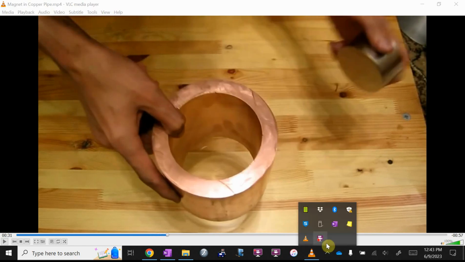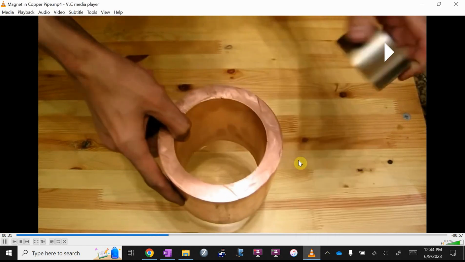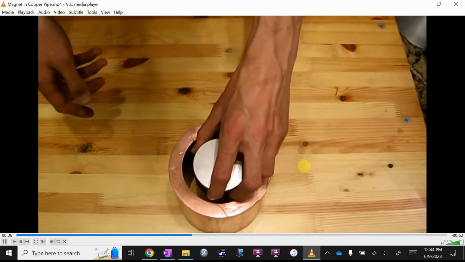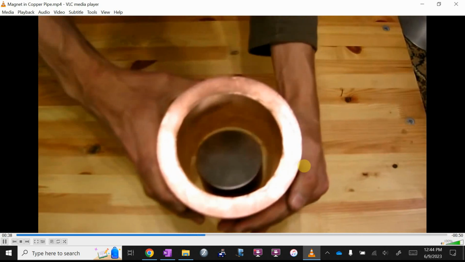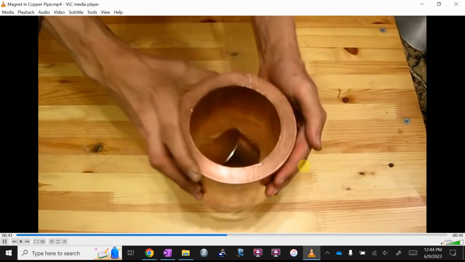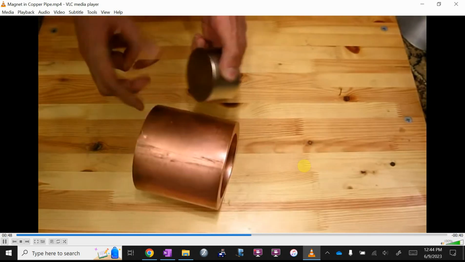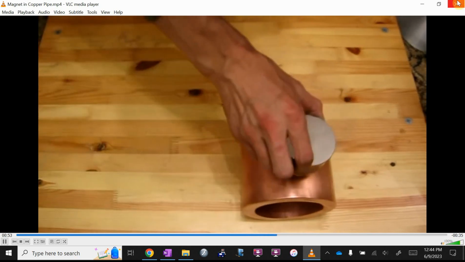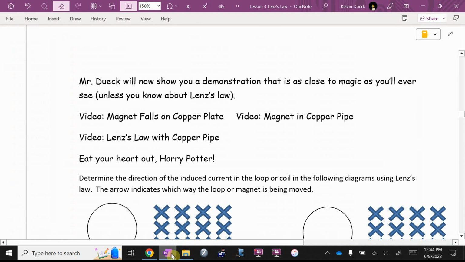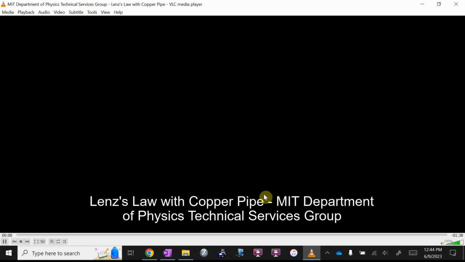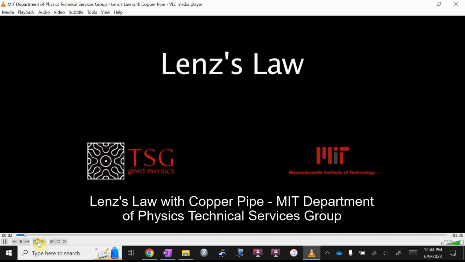Pause the video for a second. In fact, if you're really quick, you can just keep inverting this and you can keep it locked in there the whole time, like that. That setup is about 500 bucks. I'm sorry, I'm not paying for that. I'm too cheap to do that. Those big magnets, Eric, are crazy expensive. Okay. Then I have Lenz's law with copper pipe. Oh, this is good old MIT.